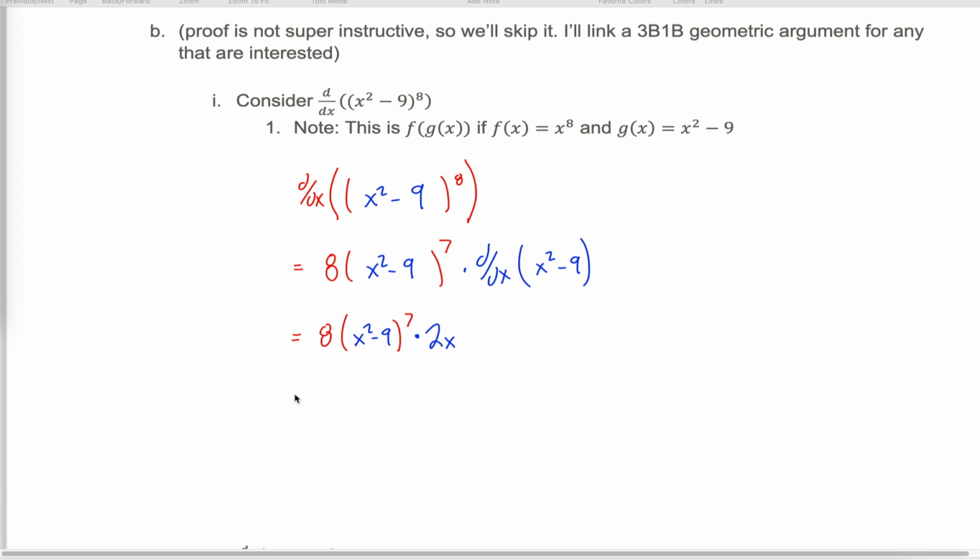Perfectly fine if you want to stop right here, but as you've seen in these videos, I typically simplify my answers. What I would do is take this 8 and this 2 and call it 16, and then I would write the x before I wrote the x squared minus 9 raised up to the 7th power. What you see in green is equivalent to what we have right here. Either is an acceptable answer. This one's just a little bit prettier.